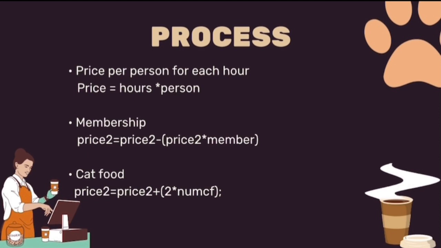And last but not least, the calculations on how to determine the total price of our cat food. The calculation would be price 2 equals to price 2 plus the total multiplication between 2 ringgit, which is the price of our cat food per stick, times the number of cat food depends on what customer asks.